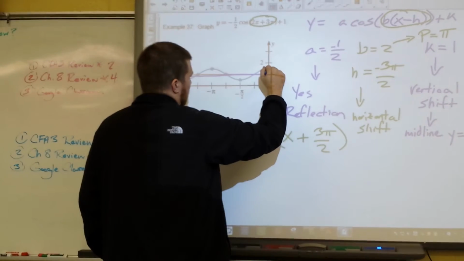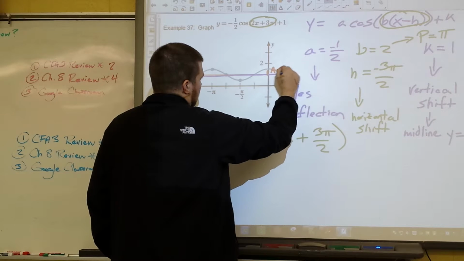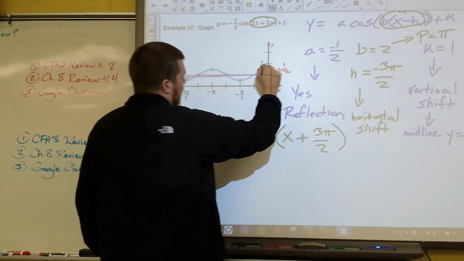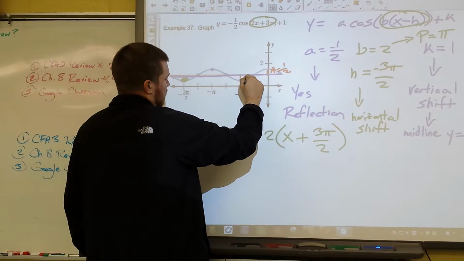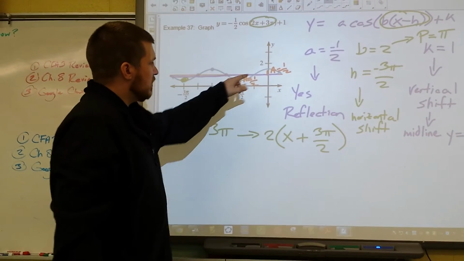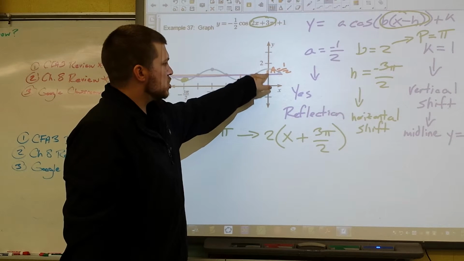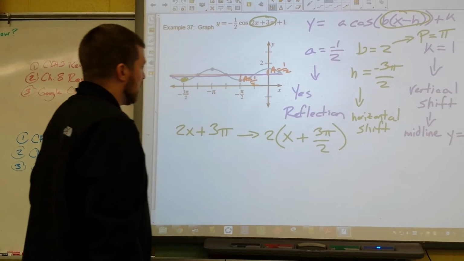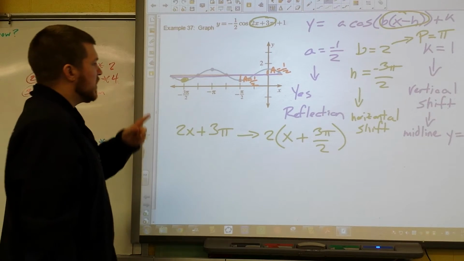And we know the amplitude is 1/2. It's from the midline to the highest point, so a equals, or sorry, 1/2. That makes sense. 1/2 goes from the midline to the lowest point. And we can kind of see that makes sense because the midline is 1, here's 2, halfway between, amplitude 1/2. So everything's checking out so far. And finally, the period is pi.